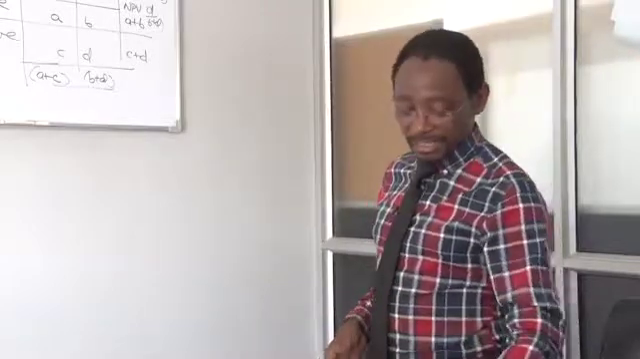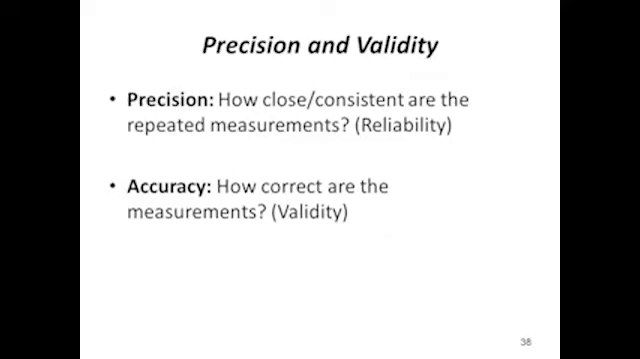So reliability. Now, what are the factors that affect reliability? One of the key things in reliability is precision. Precision means how close or consistent are the repeated measurements. So we are interested in the precision. Those are part of the components of reliability. While in accuracy, how correct are the measurements? So accuracy is another term for validity. But precision is how close are the measurements.